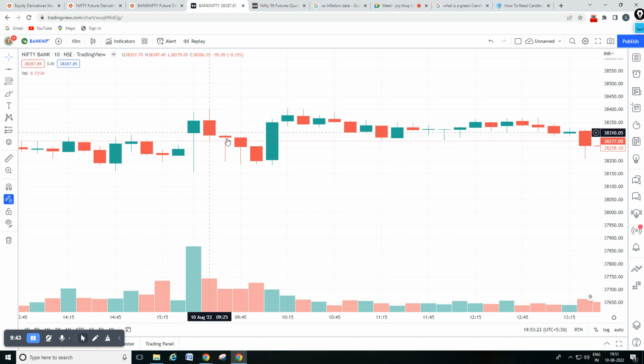Initially the sellers are heavy, they are more superior in comparison to the buyers, and they took the price low. You can see here that they took the price to this point, but immediately the buyers came and took the price up, and it closed at the point where it had opened. So you can say the sellers lost here. The sellers were initially more and took the price down, but at the time of closing they lost, and the buyers took the price up.